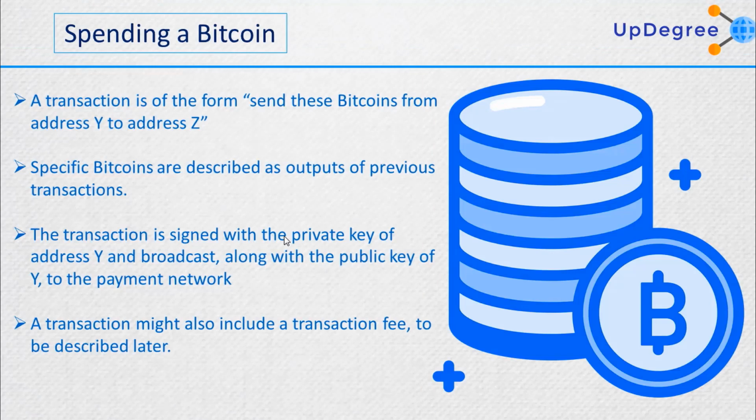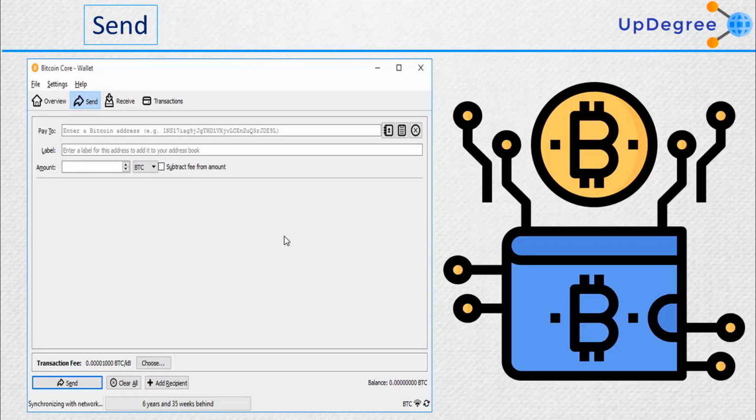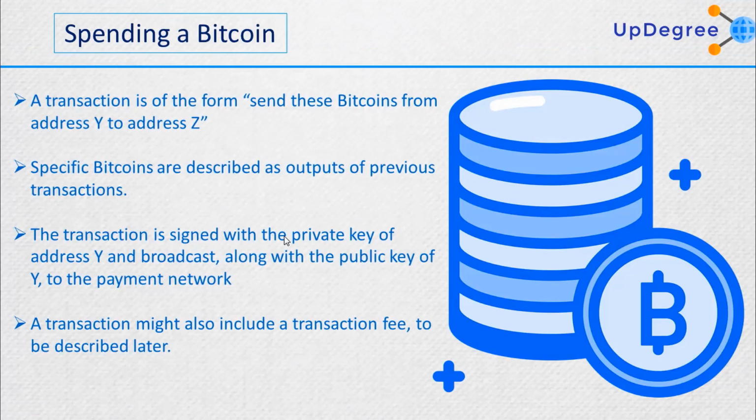So how do you spend a Bitcoin? A transaction is in the form of: send these Bitcoins from address Y to address Z, which we have seen already. The specific Bitcoins are described as outputs of previous transactions. You can download the wallet and see these fields. Then the transaction is signed with the private key of address Y and broadcast with the public key to the payment network. The transaction might also include a transaction fee, which may or may not be there, depending on the requirement.